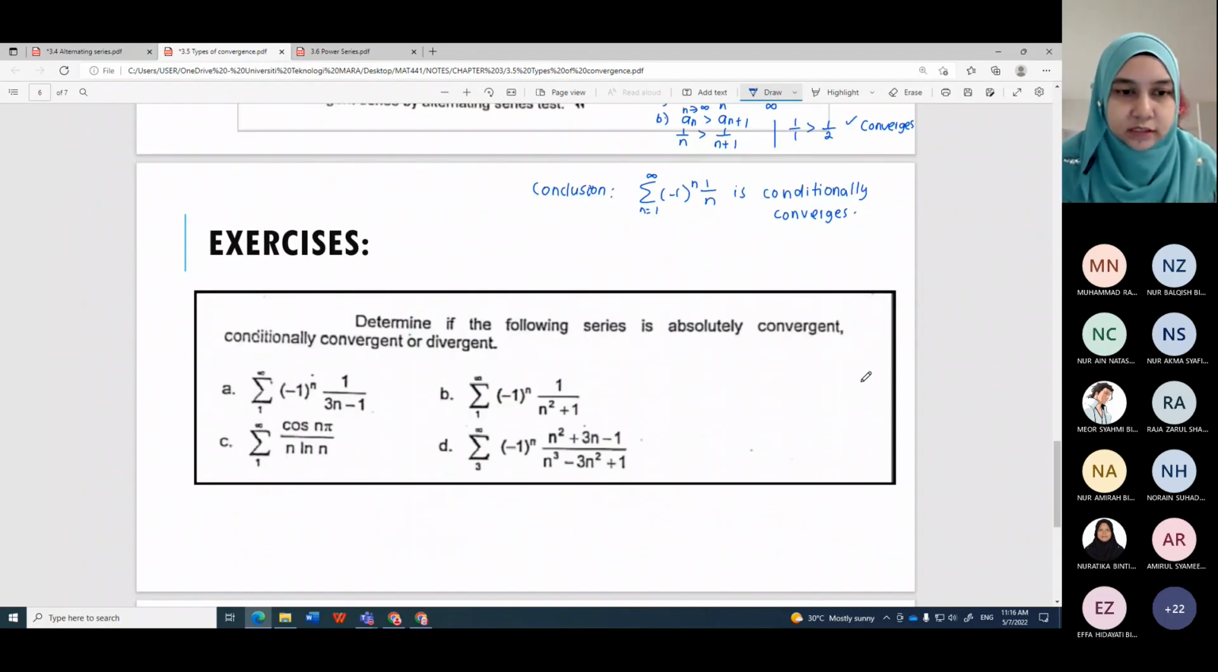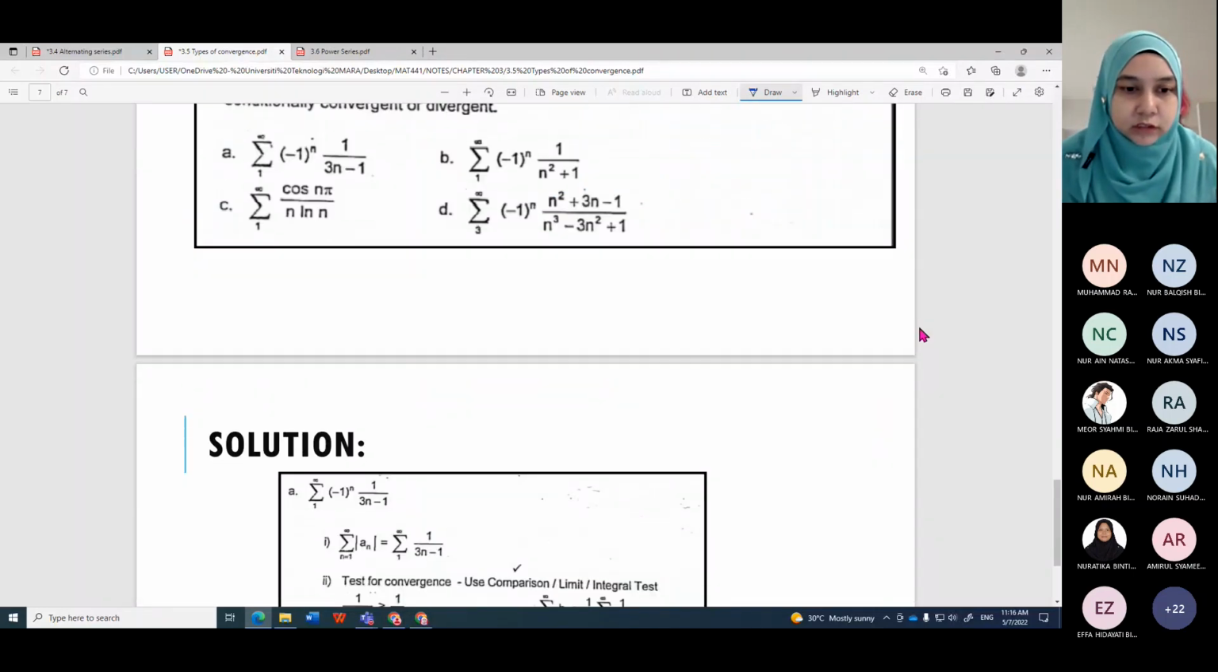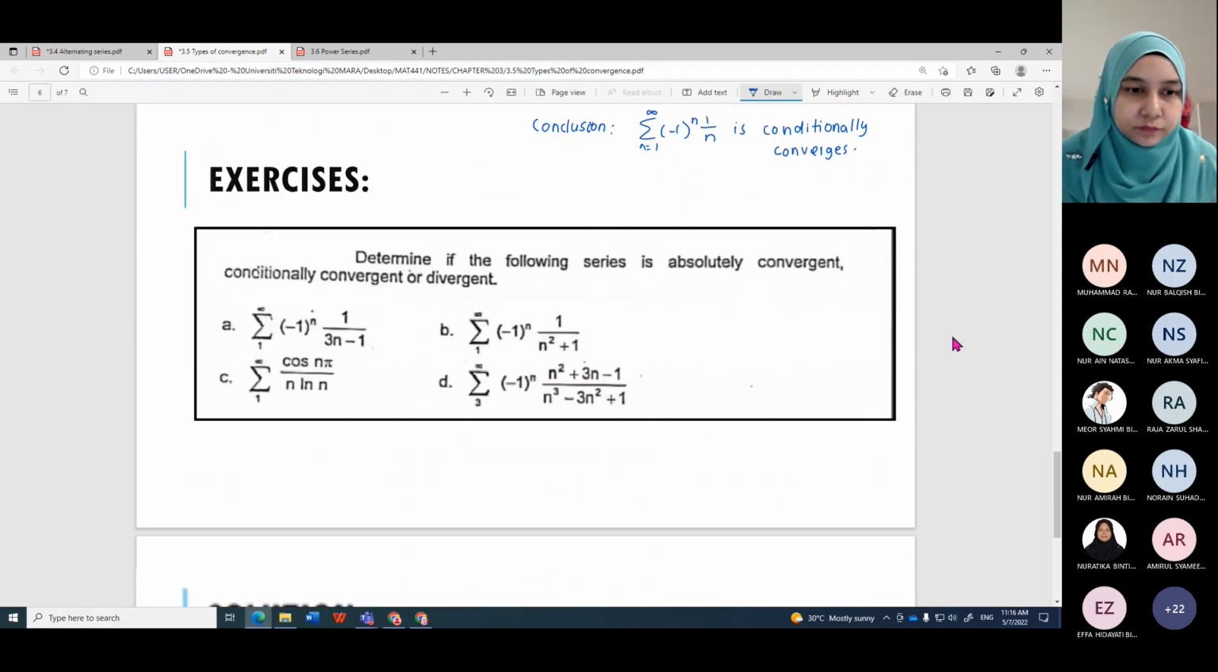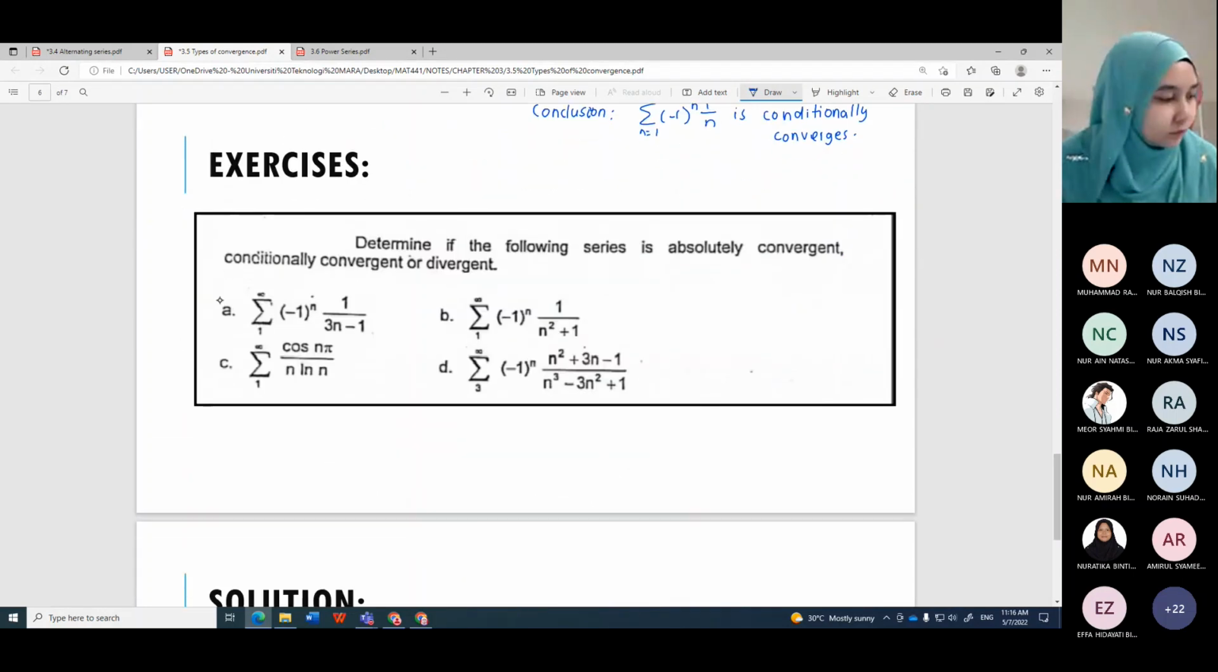Okay, so ni extra exercise. Boleh cubalah sendiri. Kat bawah tu ada contoh solution untuk A. Yang ni boleh cuba sendiri.